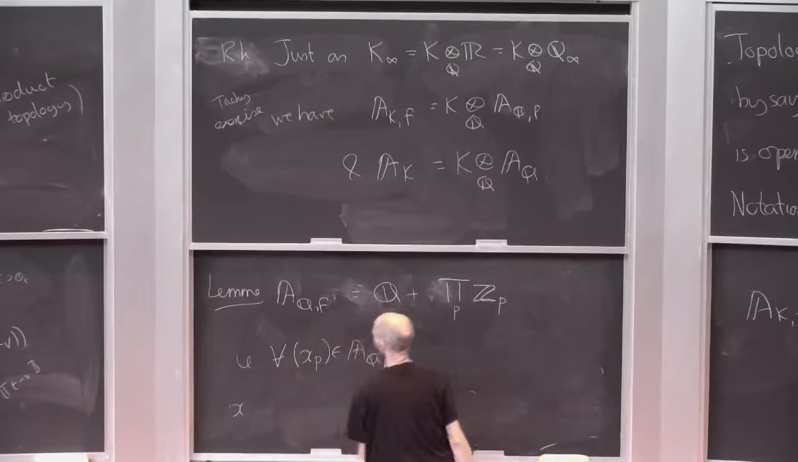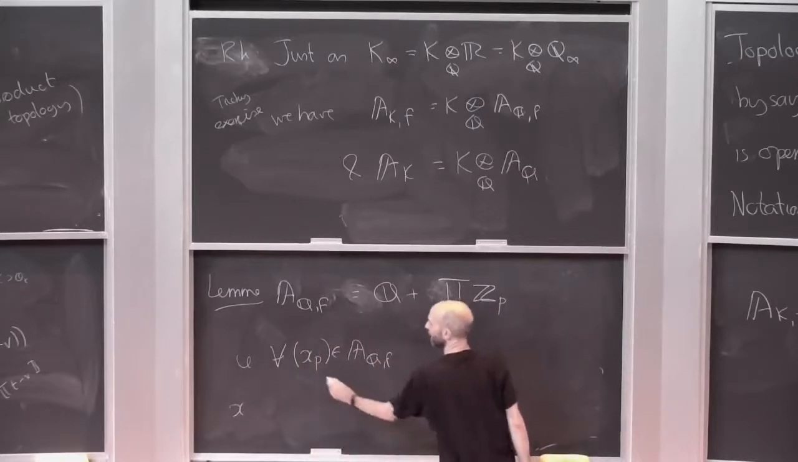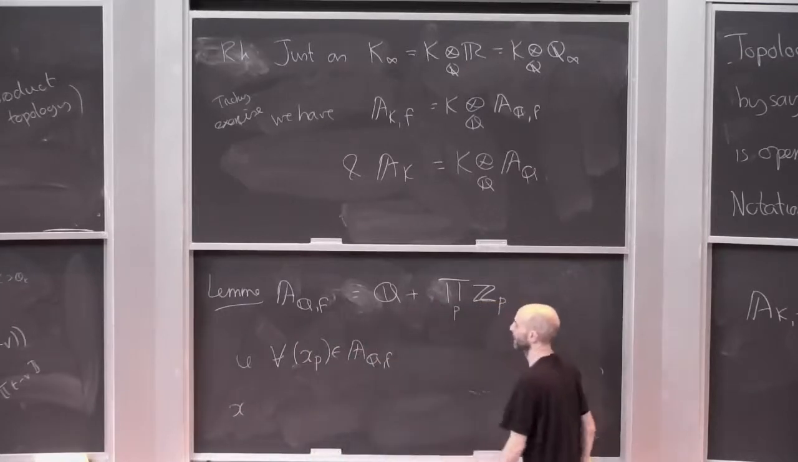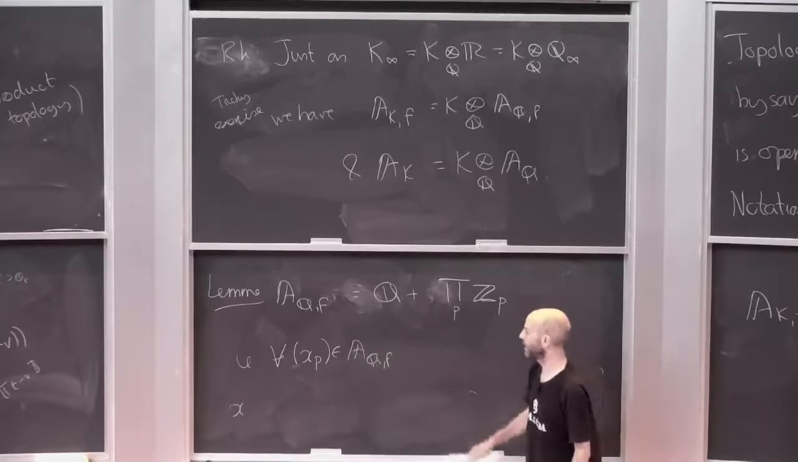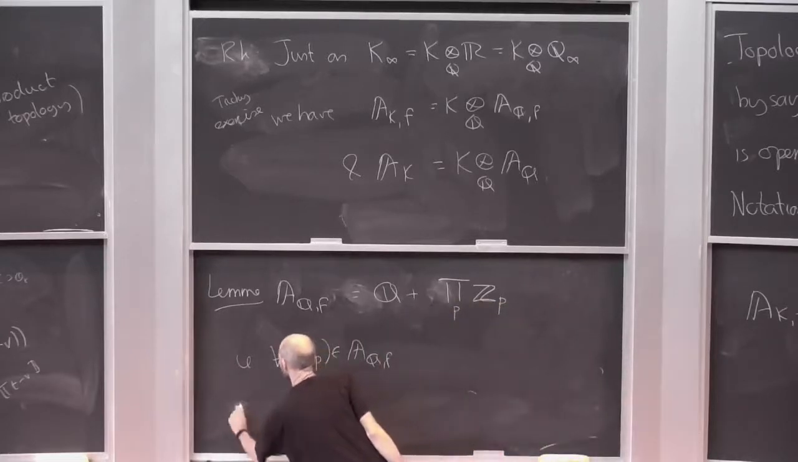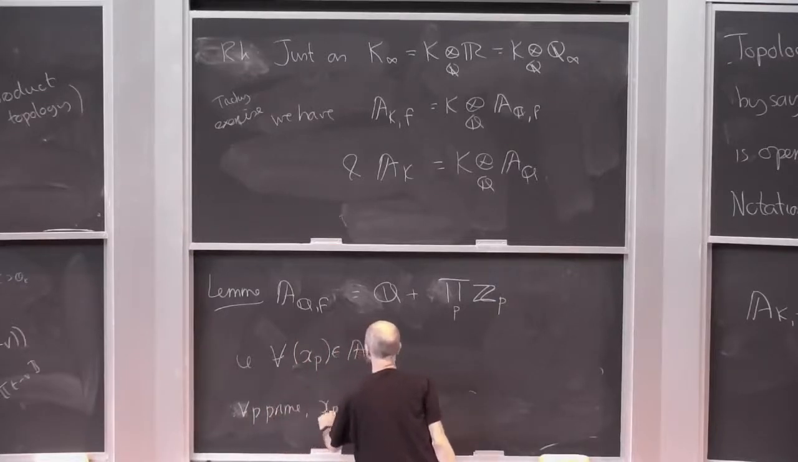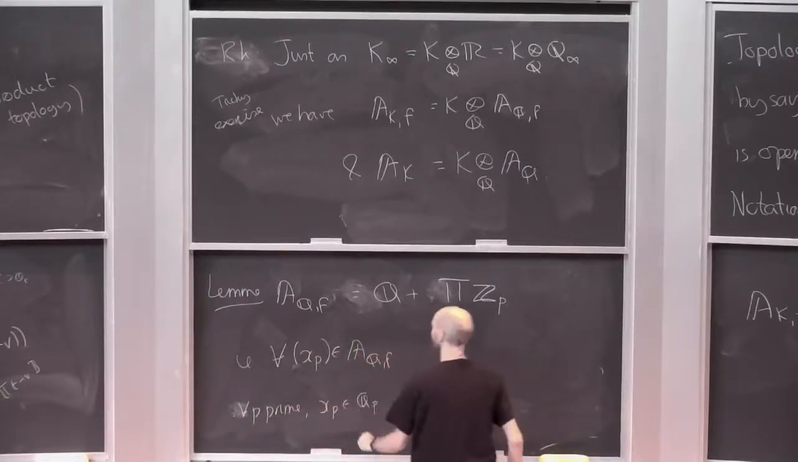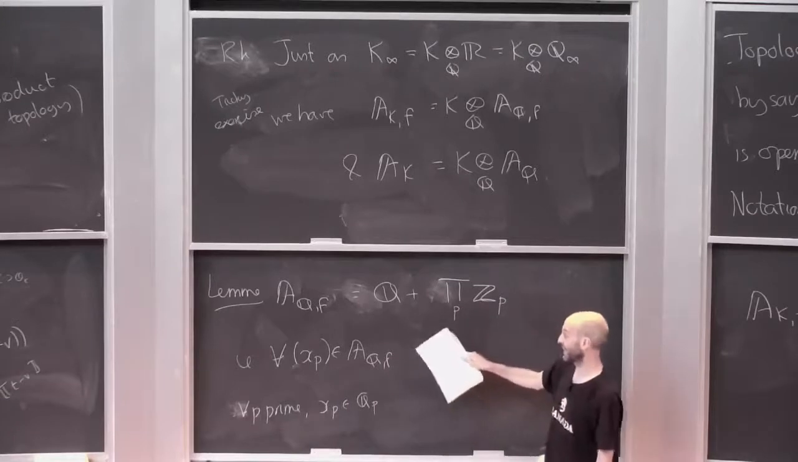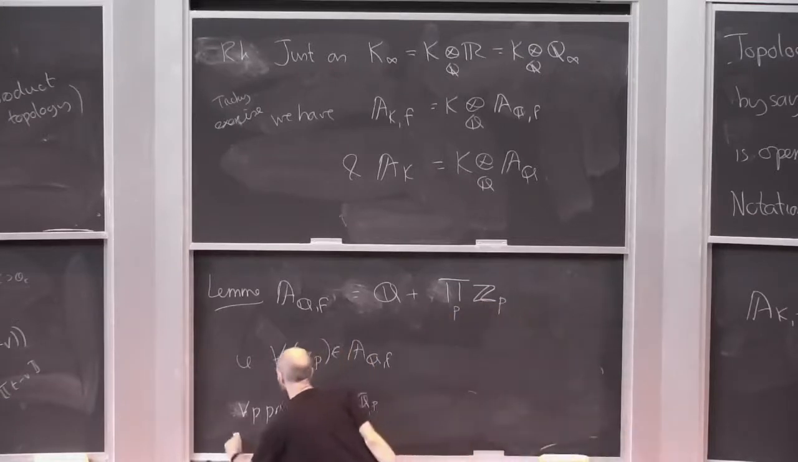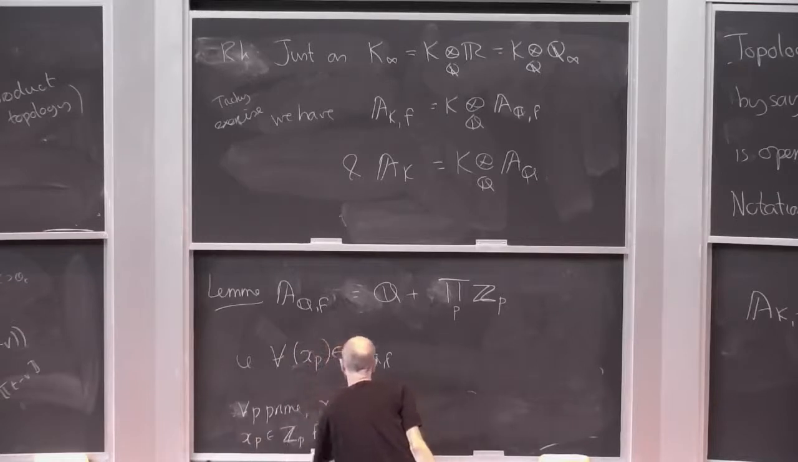An element of AQF is a huge amount of data. It's xp for each prime number p. It's a number, right? So for all p prime, I have xp just in the p-adic numbers Qp, and then there's a catch, right? xp has to be in Zp for almost all p.